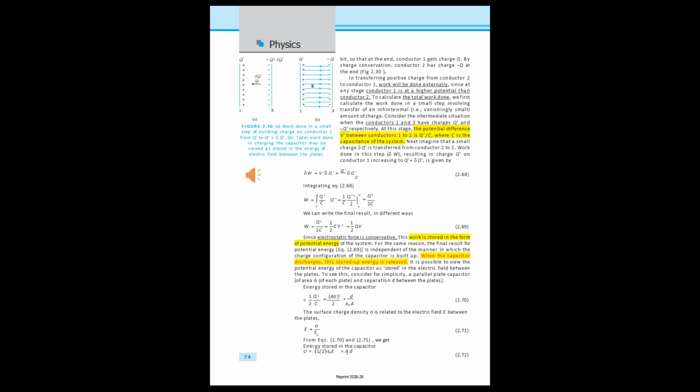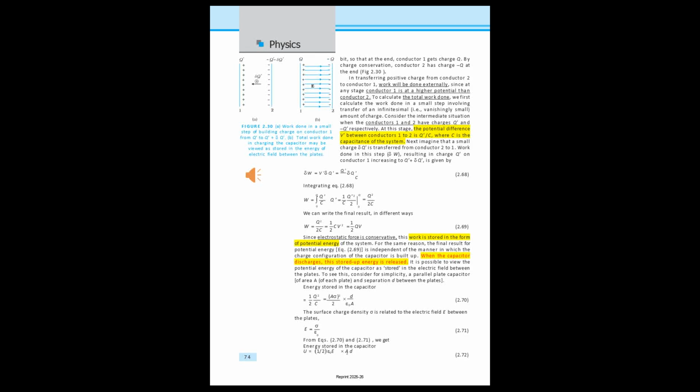Next, imagine that a small charge delta Q dash is transferred from the conductor 2 to 1. Work done in this step delta W, resulting in charge Q dash on conductor 1 increasing to Q dash plus delta Q dash, is given by delta W equal to V dash delta Q dash, that's given by Q dash by C into delta Q dash.